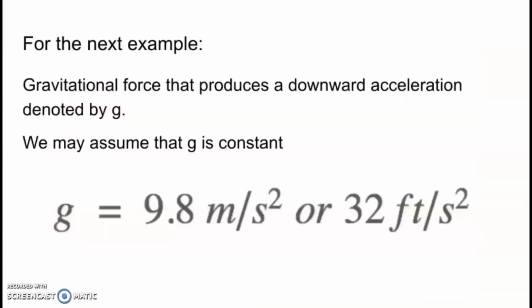So, as an introduction for the next example, we need to know that an object near the surface of the Earth is subject to a gravitational force that produces a downward acceleration denoted by g. For motion close to the ground, we may assume that g is a constant, its value being about 9.8 meters per second squared, or if you're using feet in your problem, then it's 32 feet per second squared. So we're going to move on to our last example.